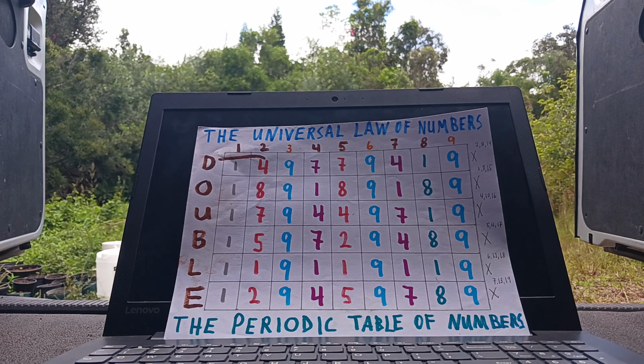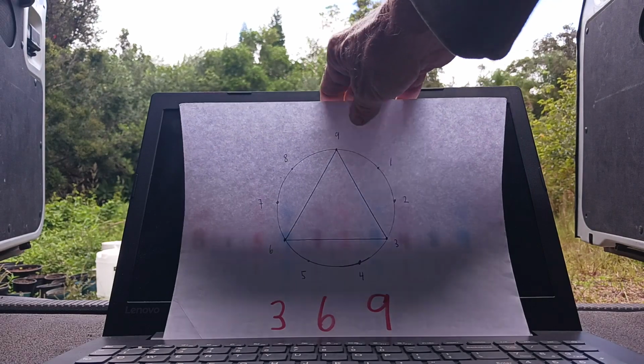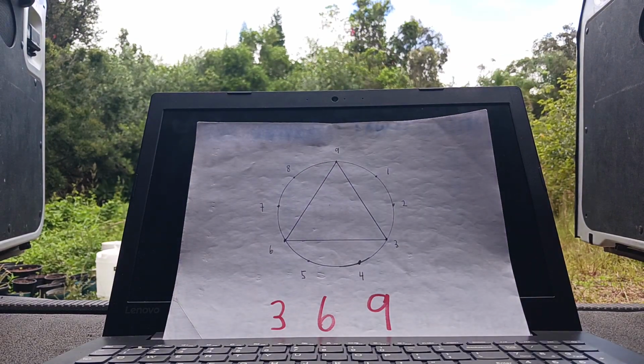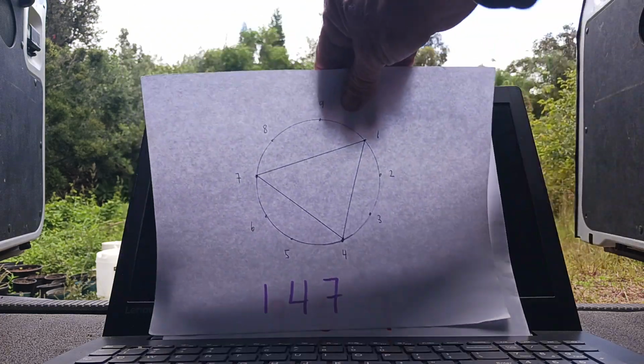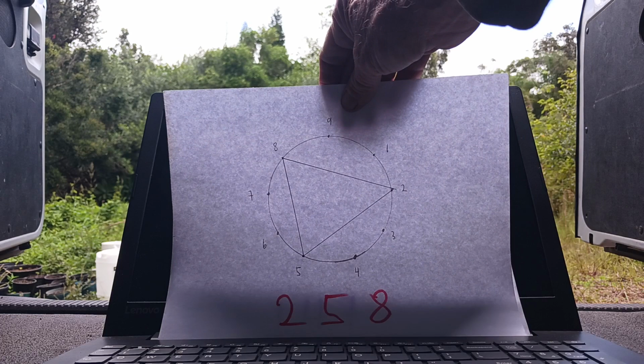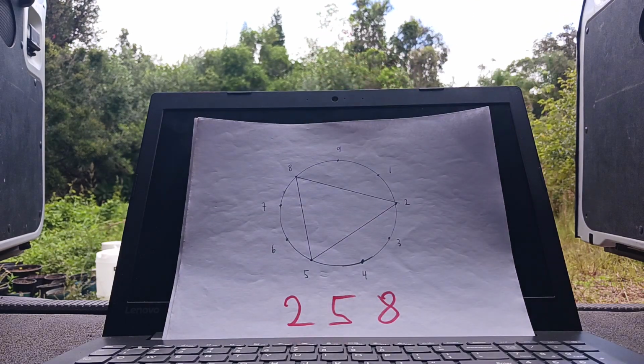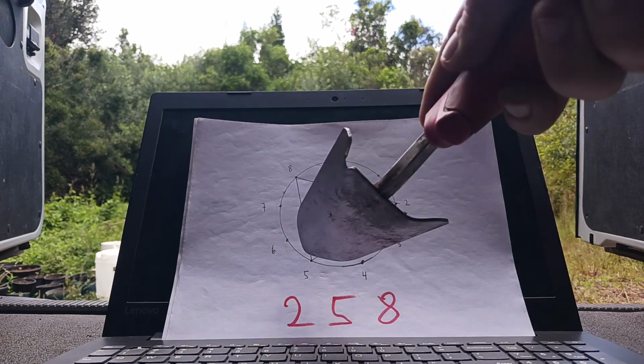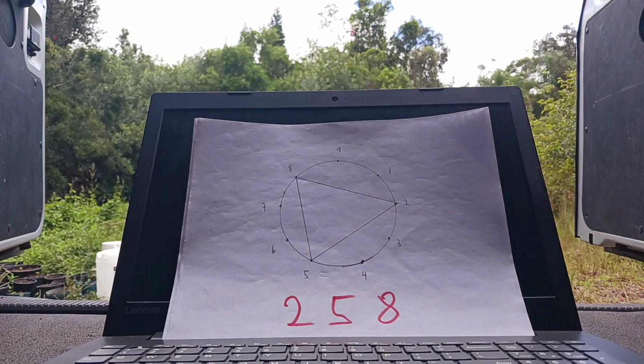The reason it rotates is because it's being represented here. You can see that this triangle and this triangle and this triangle, which are the codes, the 369 code, are the same triangle. They're just rotating. 2 goes to 3, 5 to 6, 8 to 9, 3, 6, 9.